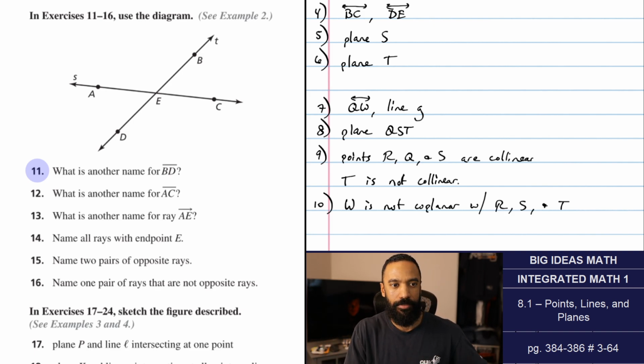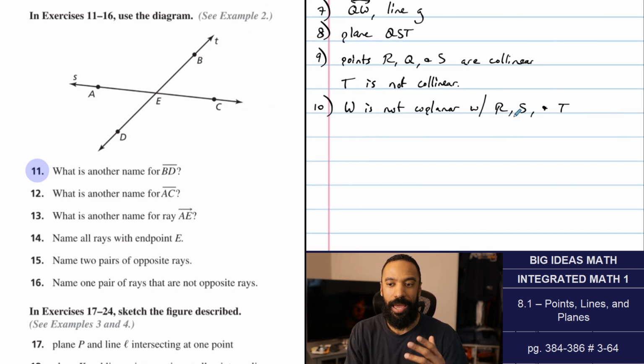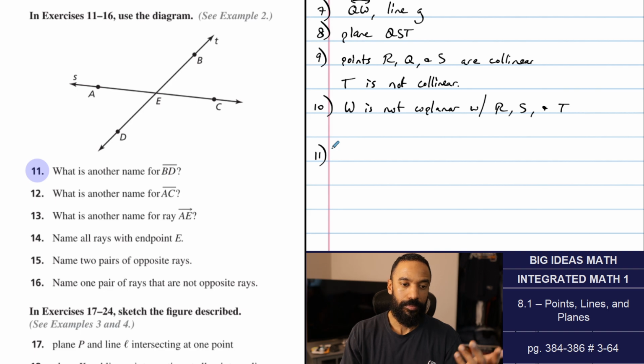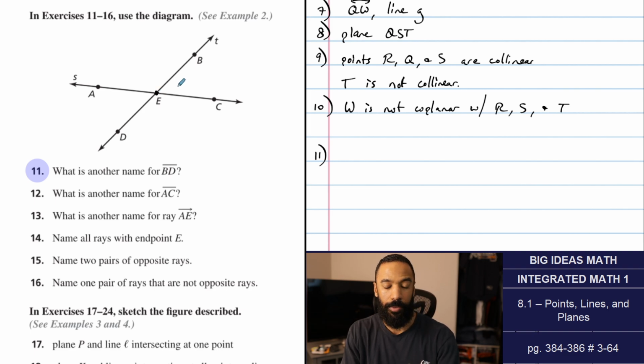Okay, we're going to use the diagram to answer exercises 11 through 16. Now, what we see, we don't see a plane drawn. That doesn't mean that these 2 lines aren't all on a plane together, which they are. These are lines that intersect at point E. Notice that E doesn't actually have a little point drawn on it. That is not required. But E is the point of the intersection among these lines here.